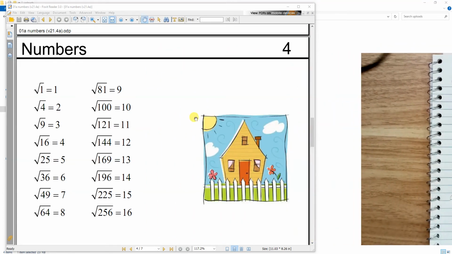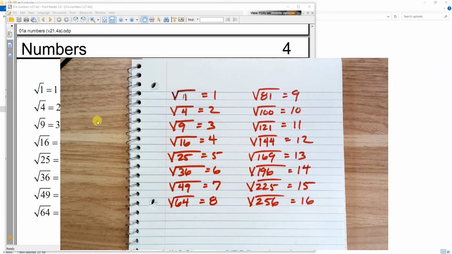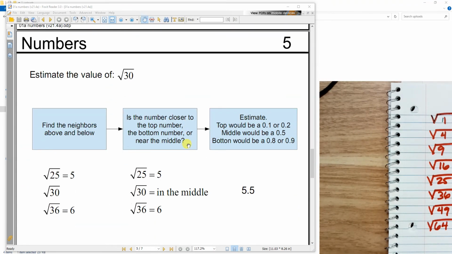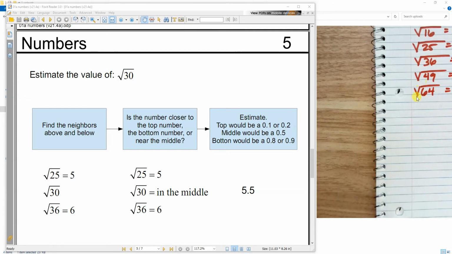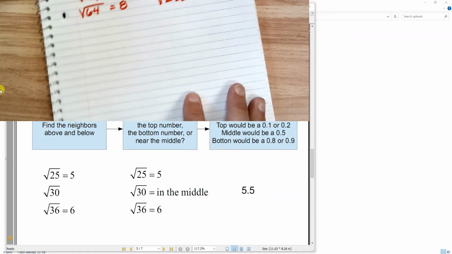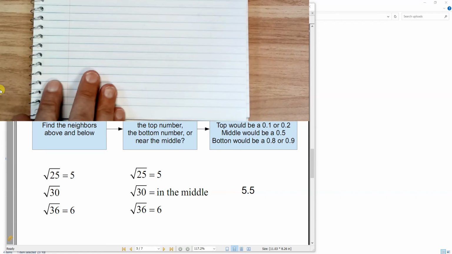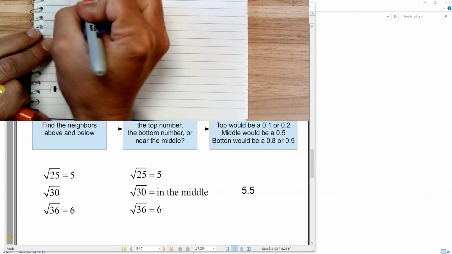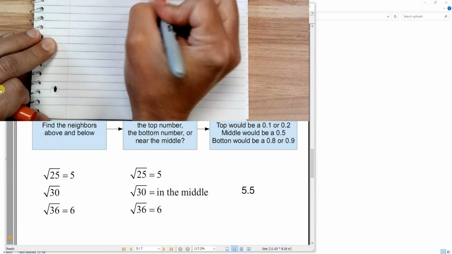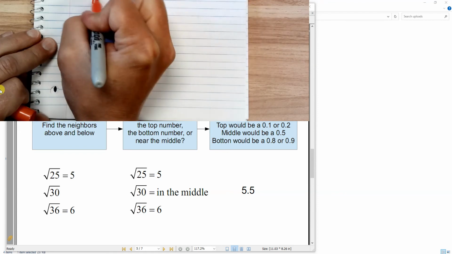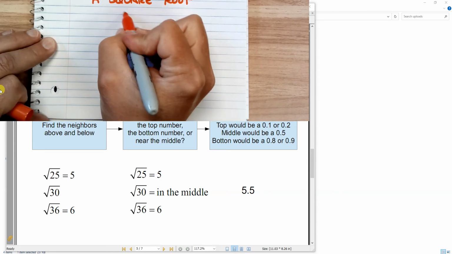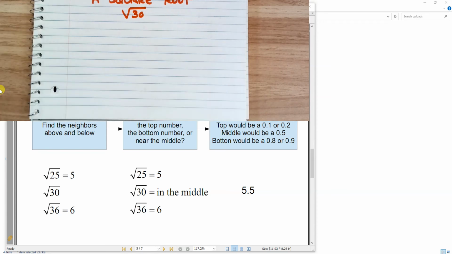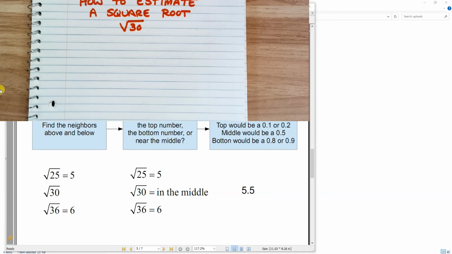What we're going to do now is approximate a square root. So this is the square root neighborhood. These are the numbers in your neighborhood. We're going to estimate the value of the square root of 30. And this is going to be a flow map. We're going to call this how to estimate a square root, and we'll do it with the square root of 30. First thing we're going to do is find the neighbors above and below.